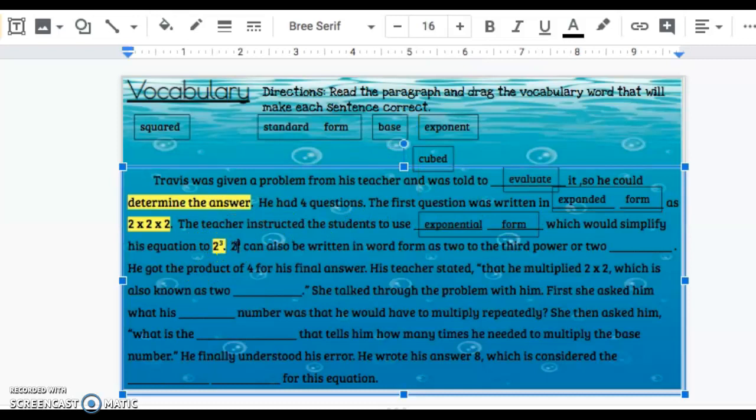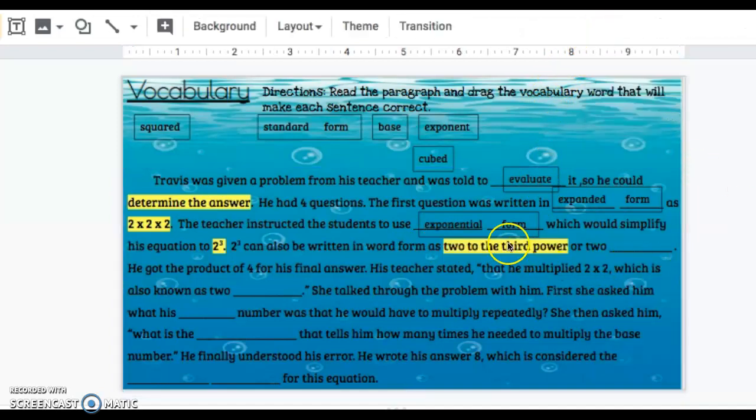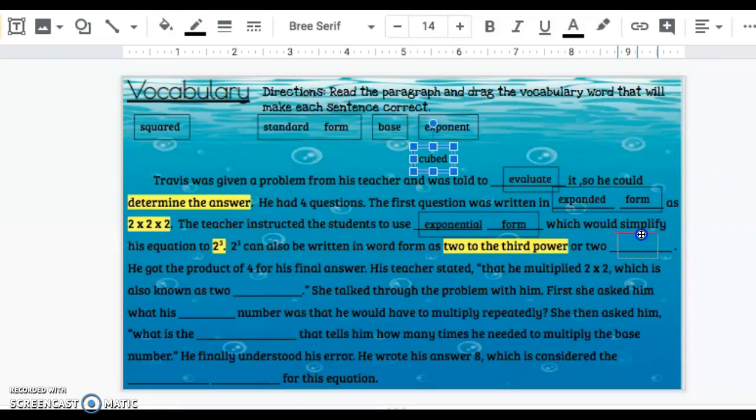Okay, so we're here. 2 to the 3rd can also be written in word form as 2 to the 3rd power, or 2 what? So what's another way to write 3rd power? That's our keyword for this sentence. 2 to the 3rd power is one way we can write that, but there's also another way we can write it. Instead of saying 3rd power, we can say cubed. So we'll put our word cubed there.